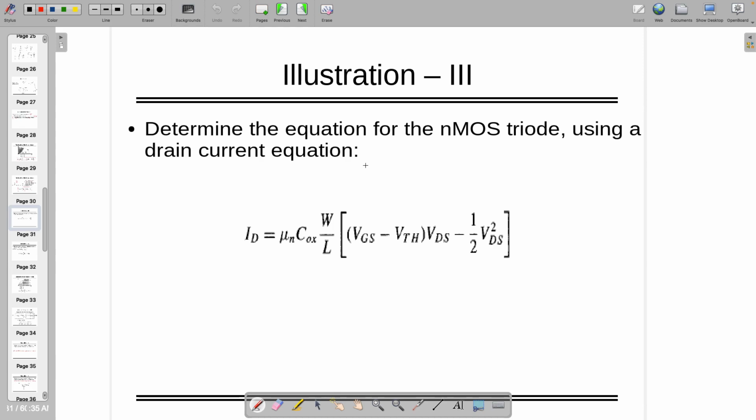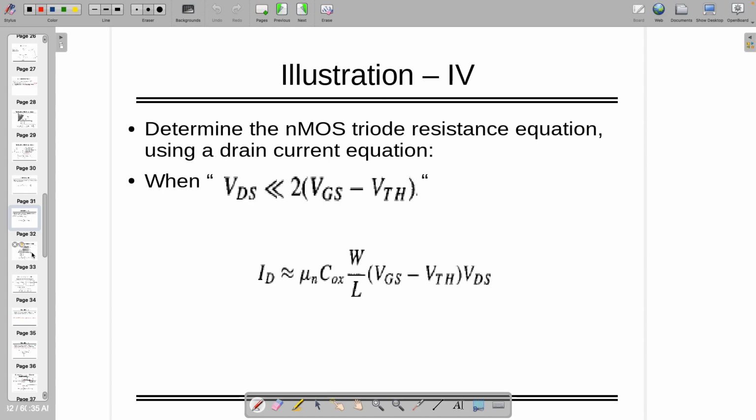So this is to determine the equation of the NMOS triode using the drain current equation. This is for NMOS only. What I wrote, did I make some mistake? I'll think about it and I'll discuss it in class.